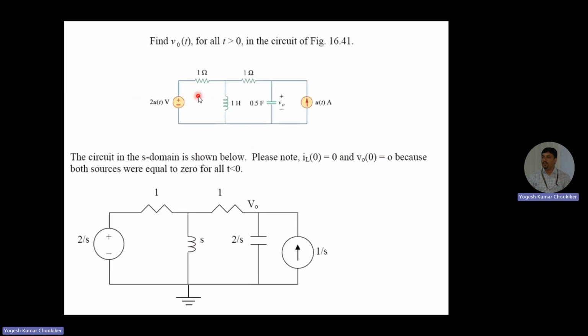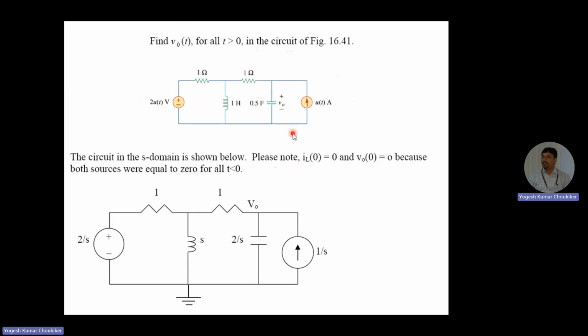Apart from this, we can take one more solution. You can see this solution again. Find V naught of 0 for all t greater than 0. We need to calculate V naught of 0 here. For this case, the initial voltage and initial current are 0. So if the initial voltage and initial current are 0 for t less than 0, we can directly convert from the time domain to the frequency domain.